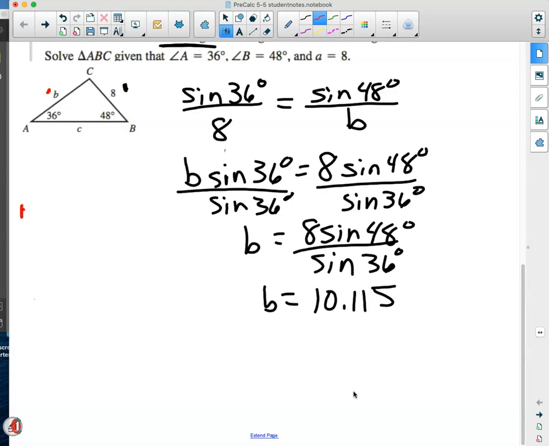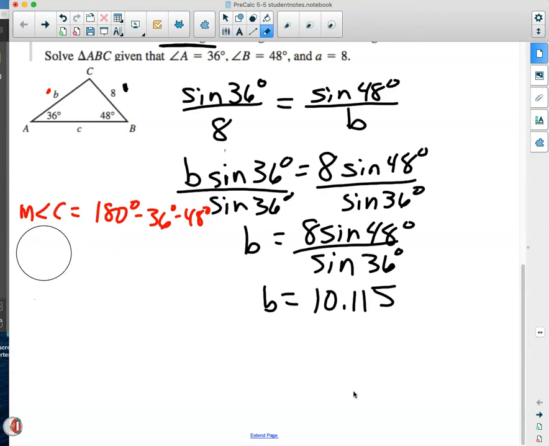Because in every triangle, the measures of the angles add up to 180 degrees. So if we take 180 degrees minus 36 degrees minus 48 degrees, that will give us the measure of angle C. So 180 minus 36 minus 48 leaves us with 96 degrees for angle C.